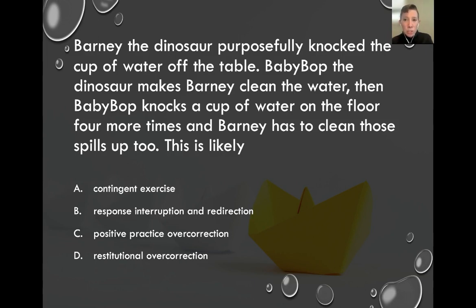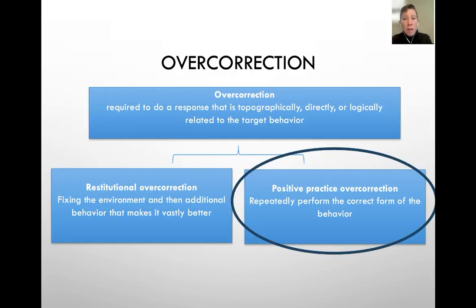Contingent exercise is an unrelated behavior. So it's like if I hit you and then I have to do 20 jumping jacks, that's contingent exercise. The jumping jacks have nothing to do with the fact that I did hitting. Whereas positive practice overcorrection is like whatever I did wrong, quote unquote, we're going to redo that over and over again. We're repeatedly performing the correct form of the behavior.